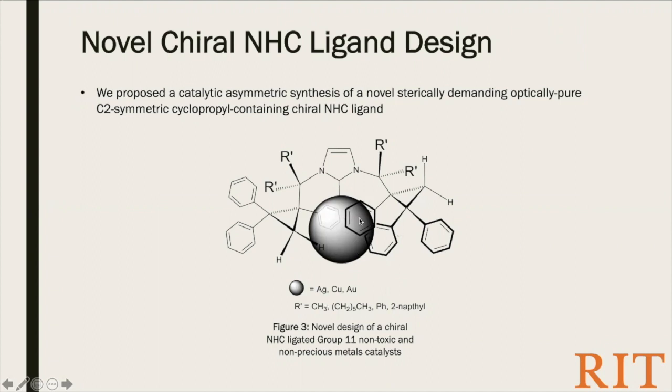On this slide, you can see our novel chiral ligand design. These are the ligands on the outsides, and this metal that is attached could be any of the group 11 metals, which are non-toxic, which will in turn make the reaction more efficient. We're using non-toxic and less precious metals than we used before, such as rhodium and palladium, which are very toxic and very rare to find.